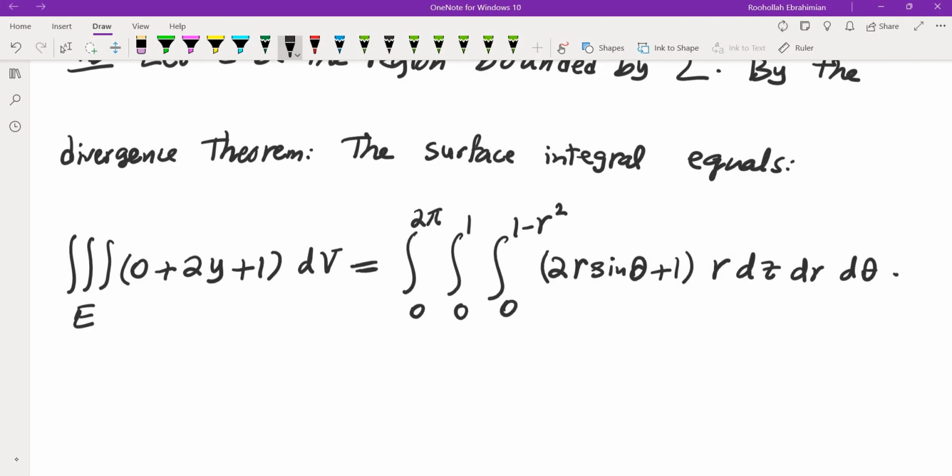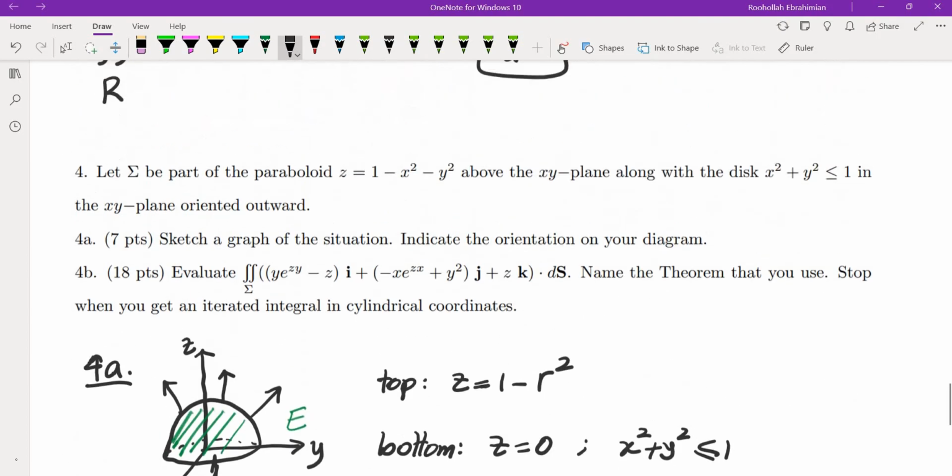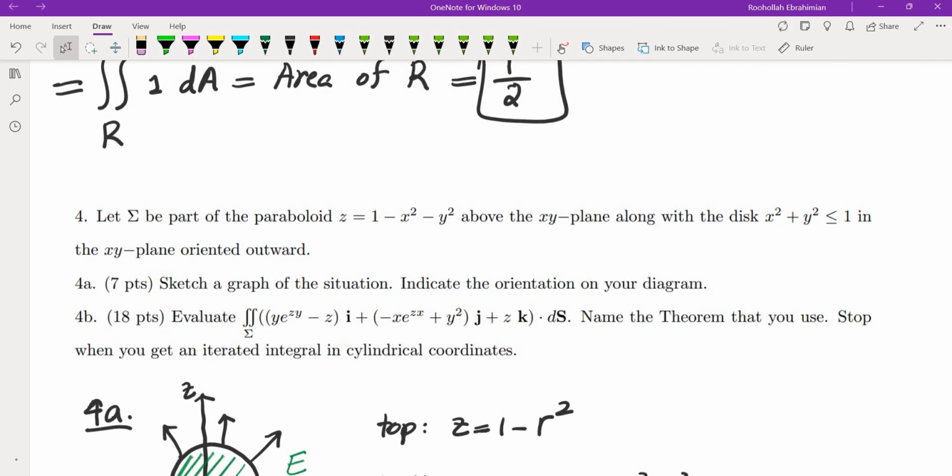And they did not ask us to evaluate. In fact, they explicitly asked us to not evaluate. Stop when you get an iterated integral in cylindrical coordinates. So I will see you in the next video.